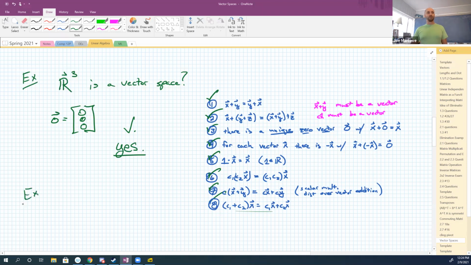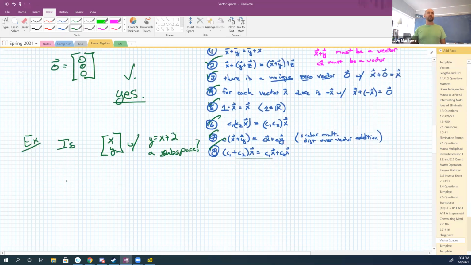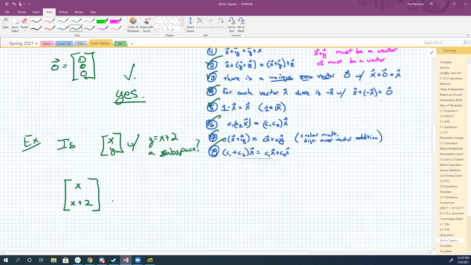Okay, so let's check a different question. Is, oh, I don't know, the set of vectors x and y with y equals x plus 2 a vector subspace? So in other words, I'm looking at vectors that look like this: x and x plus 2. Where's the zero vector? Is the zero vector in there?